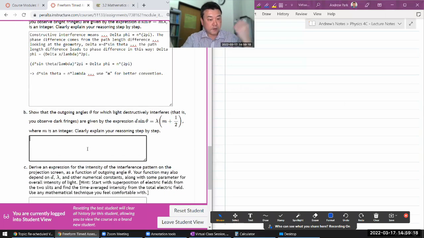So here I might say, okay, same reasoning as above, except that the phase difference relationship is delta phi is equal to n times pi, where n is odd. And you can work through the rest. In order to say that n is odd, you might have n is equal to 2 times m plus 1, where m is any integer. This ensures that the integer n is odd.